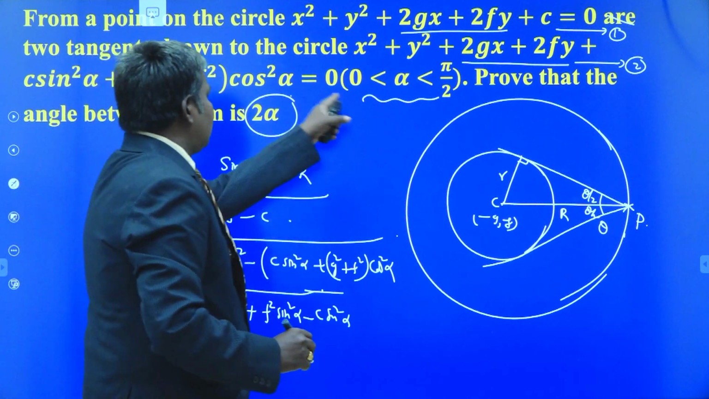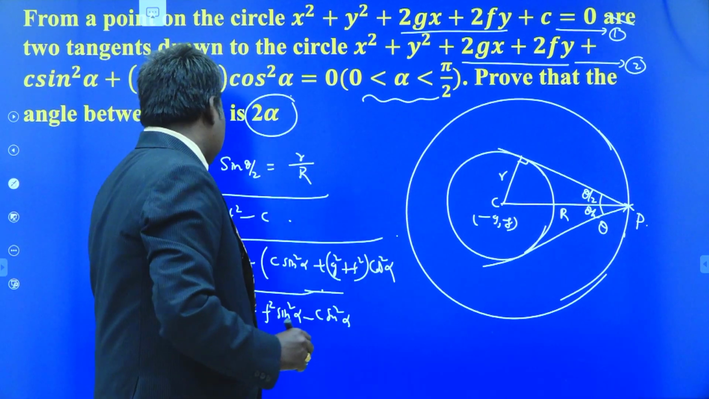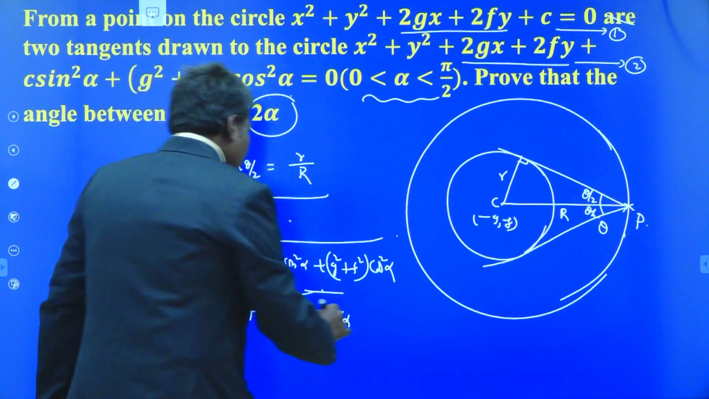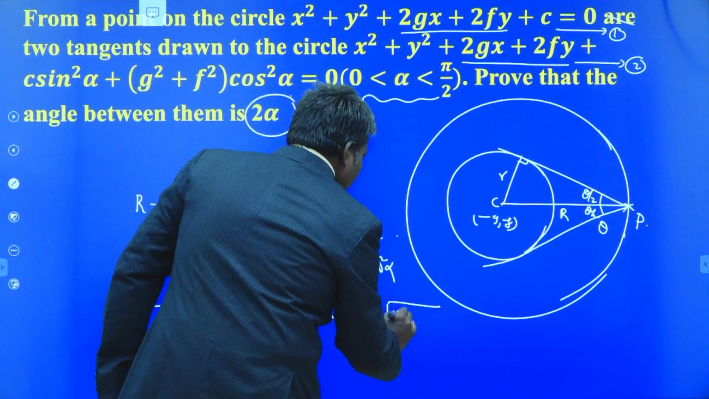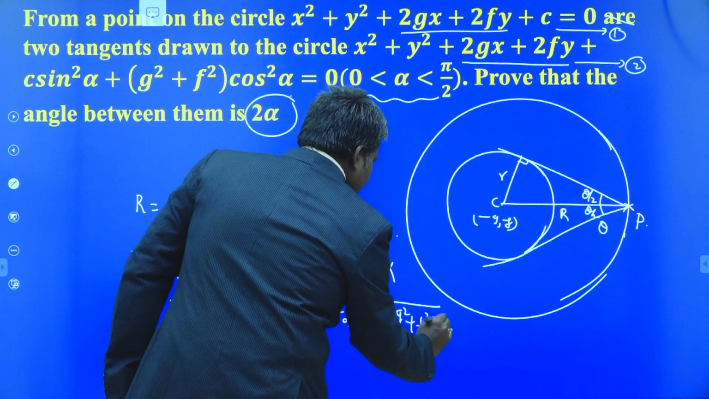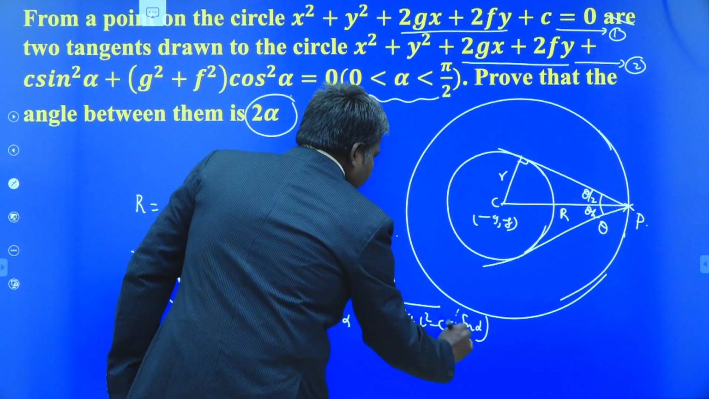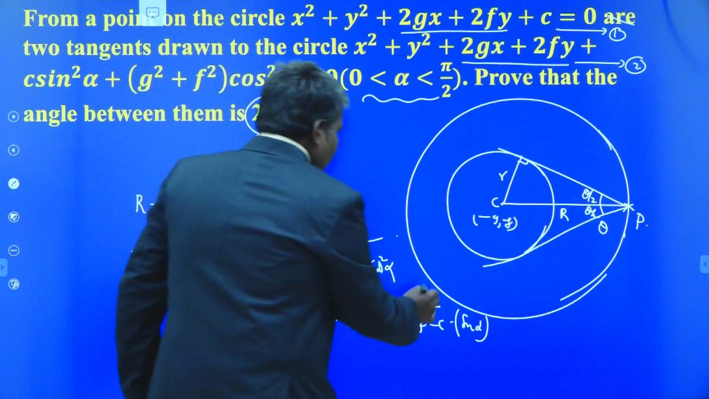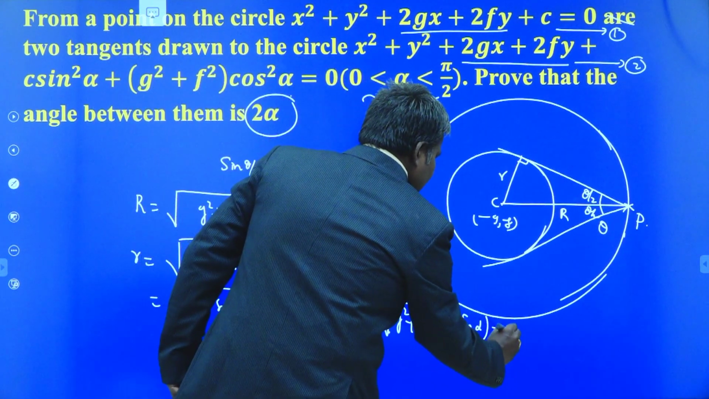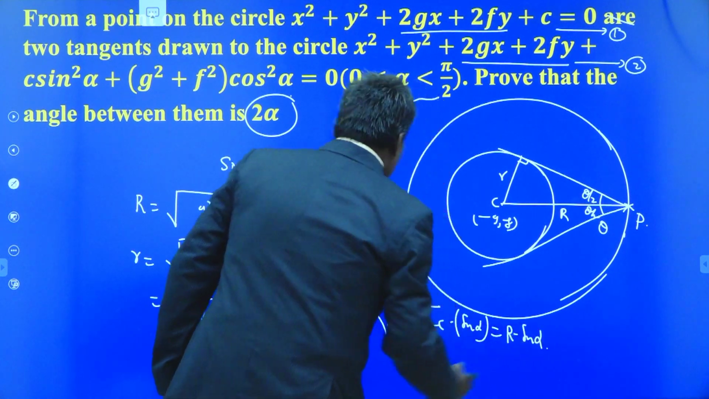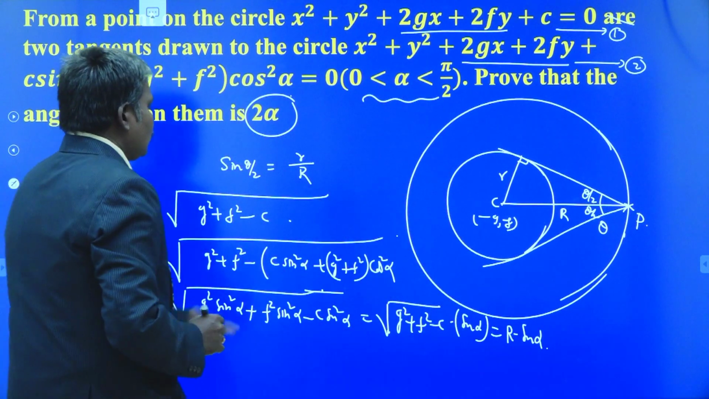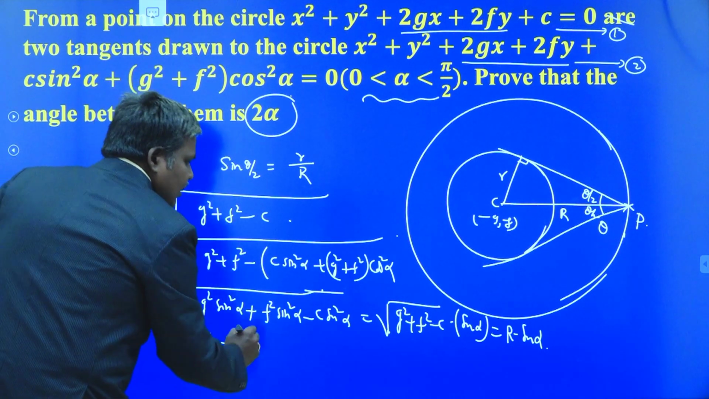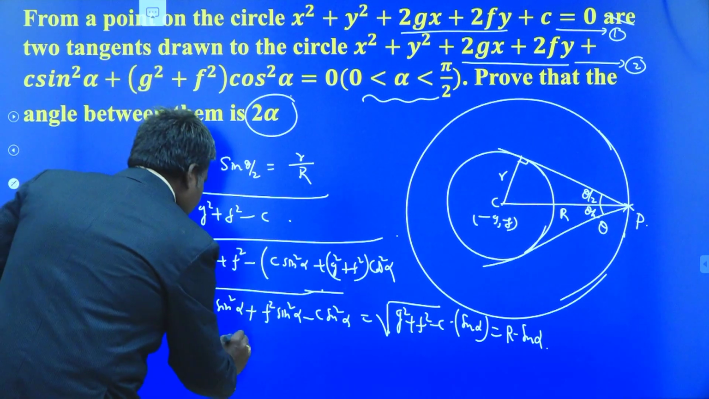Your alpha is between 0 and pi by 2, so mod sin alpha is nothing but sin alpha, since sin alpha is always positive in the first quadrant. So this can be written as root of g square plus f square minus c times sin alpha, by taking sin square alpha common and outside. What is root of g square plus f square minus c? Capital R. So it is capital R sin alpha, which is small r. So what is small r by capital R now? Small r by capital R is nothing but sin alpha.